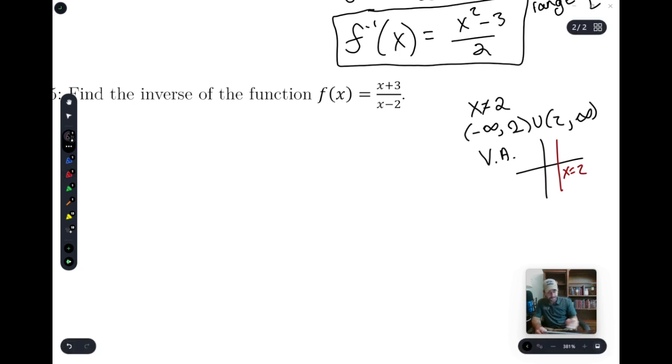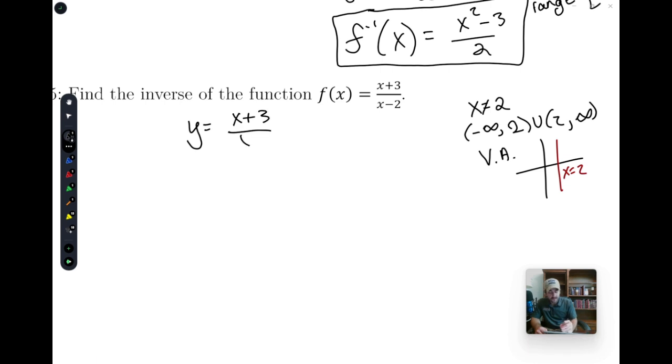Let's invert it. So to invert it, we go y equals (x plus 3) over (x minus 2). Remember, the main step of the inverse is to switch x and y. And so we're going to say x equals (y plus 3) over (y minus 2). Now, how do we get rid of these y's? We got two y's. We got to figure out how to combine them. The goal here is to reverse distribute or factor out our y. So let's make that happen.